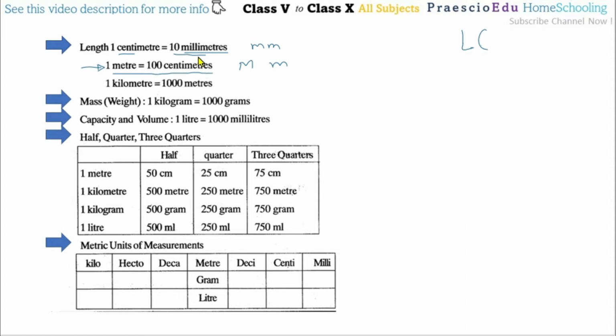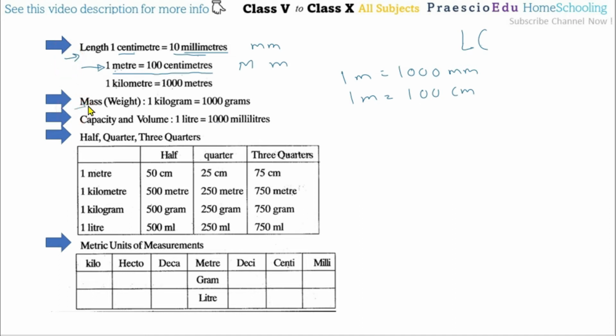So 10 millimeters is equal to 1 centimeter and 100 centimeters is equal to 1 meter. So as per this, 10 multiplied by 100 means 1000 millimeters is equal to 1 meter. And 1000 meters is equal to 1 kilometer. So please remember 1 meter is equal to 1000 millimeters, or we can say 1 meter is equal to 100 centimeters, because 1 centimeter is equal to 10 millimeters. So this is related to length.